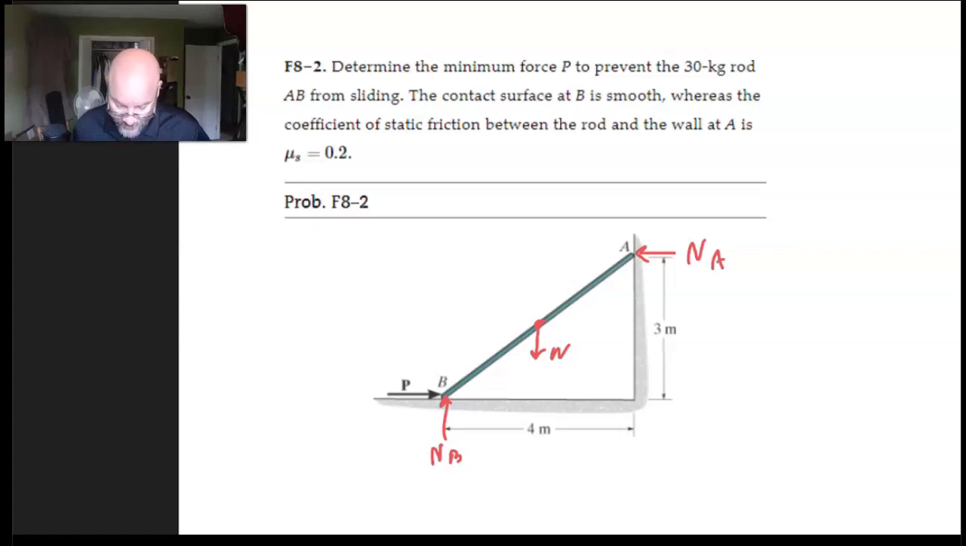Then the rod would like to slide down the wall, and so the friction, that's our impending motion, so the friction is going to impose that, and we'll end up with our friction up here like this. Now it's important to remember that that's actually going to be mu times NA. So that friction and that normal force are linked together. They're proportional to one another.